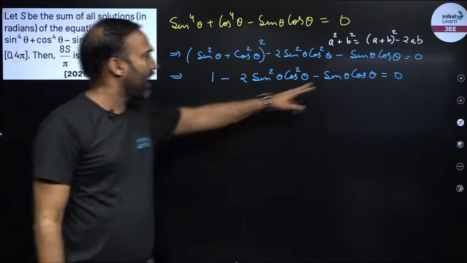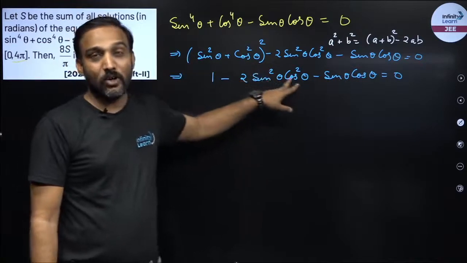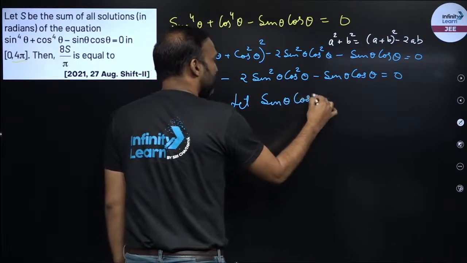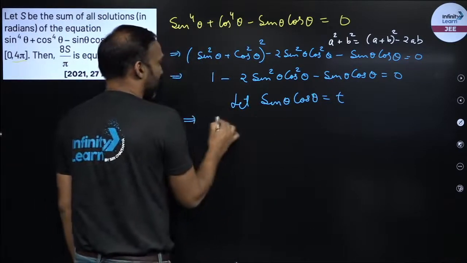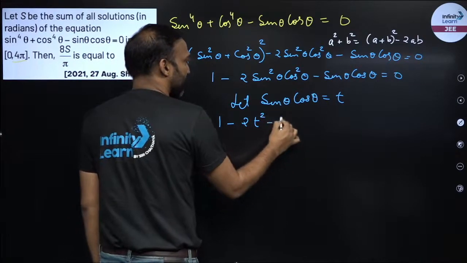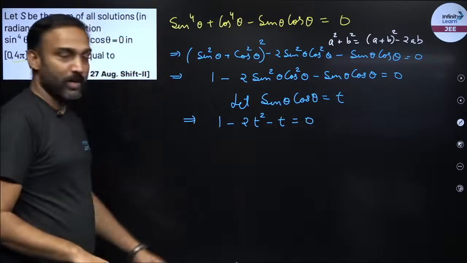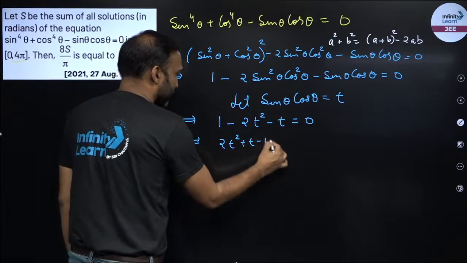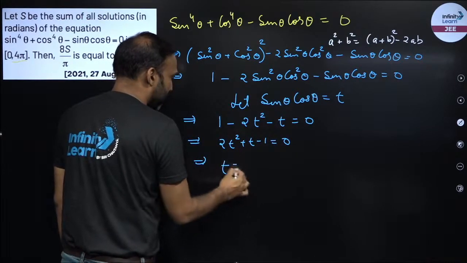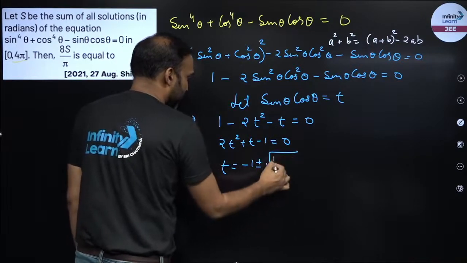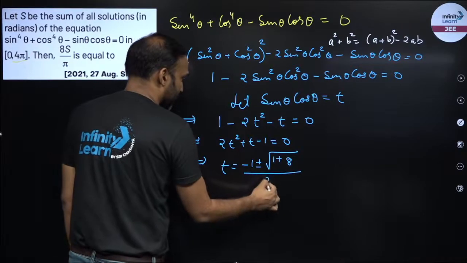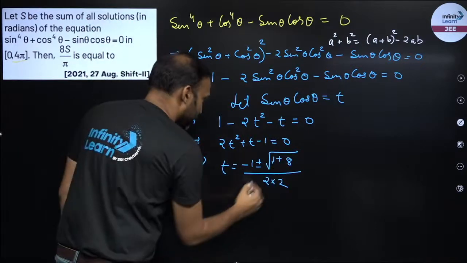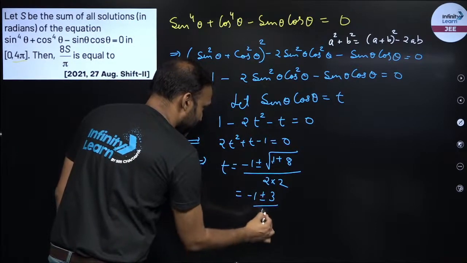Now you can see I have sin theta cos theta over here, and I have sin theta cos theta whole square over here. So we can put sin theta into cos theta equal to some t. So now I will have 1 minus 2 t square minus t is equal to 0. So from here we can calculate the value of t. Multiply with minus, so you will get a quadratic. We can find out the roots of this quadratic. T will be given by minus 1 plus minus under root 1 plus 8, upon 2 into 2, b square minus 4ac. This would be 3. So I'll have minus 1 plus minus 3 by 4.